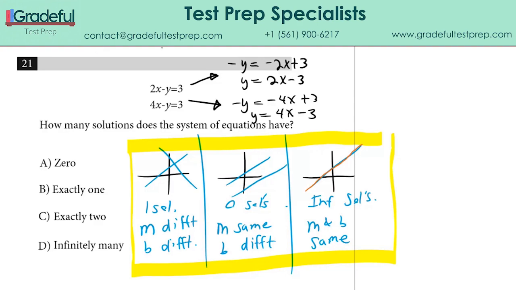So what do we have here? We have different slopes, and we have the same y-intercept. Now, we said that usually the y-intercepts are different for one solution, but they could be the same. It's just not so common. But once you have different slopes for two lines, you have one solution, and so the answer for 21 is B.